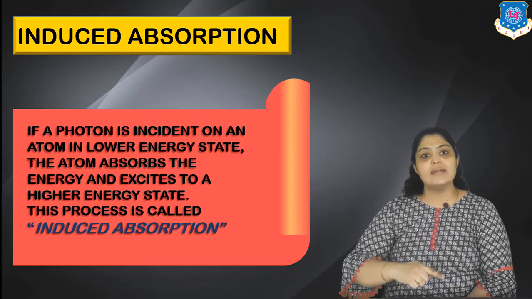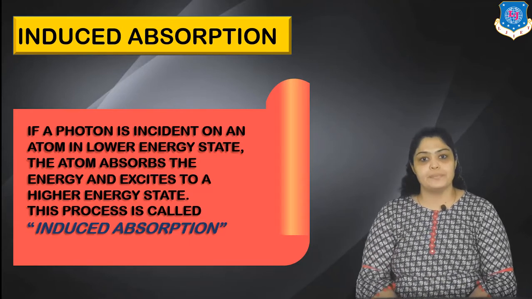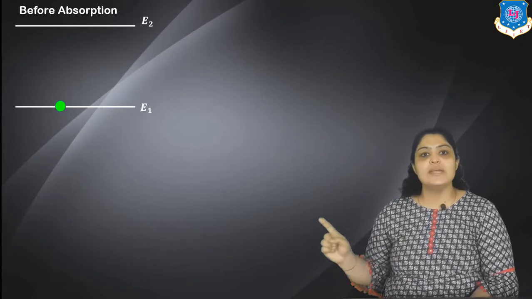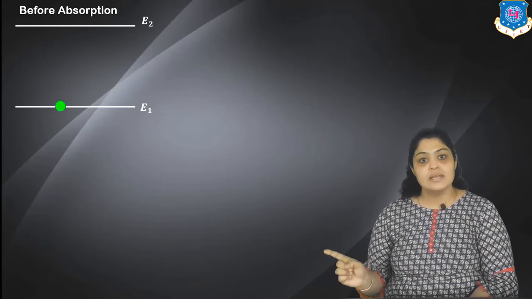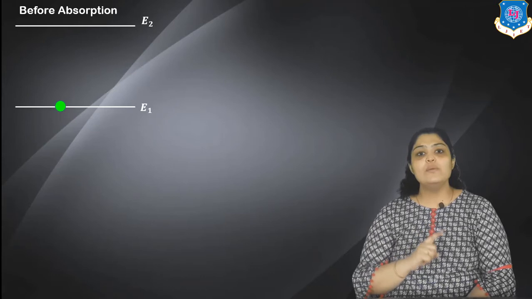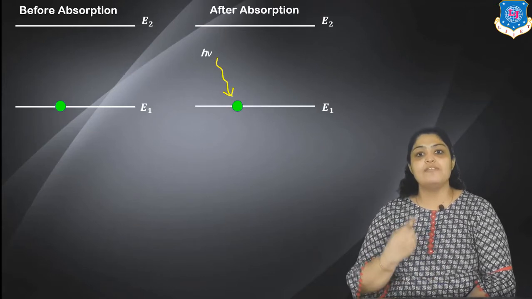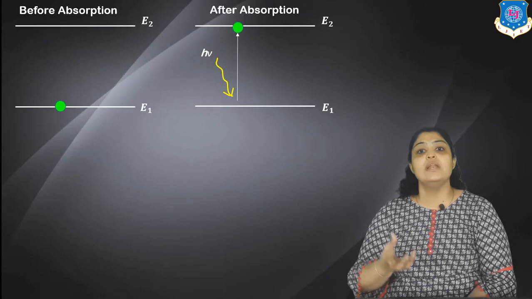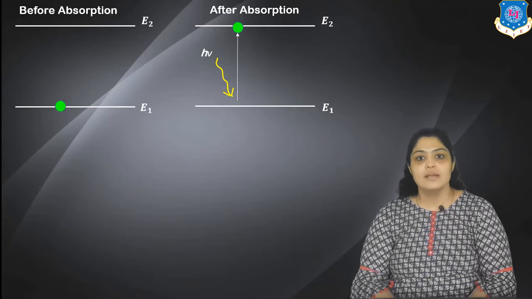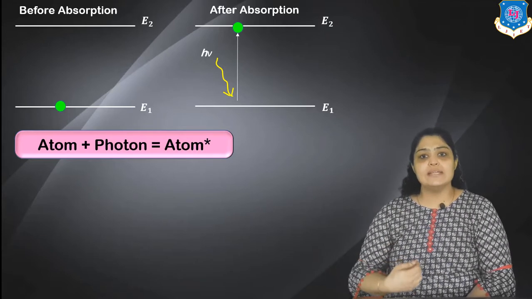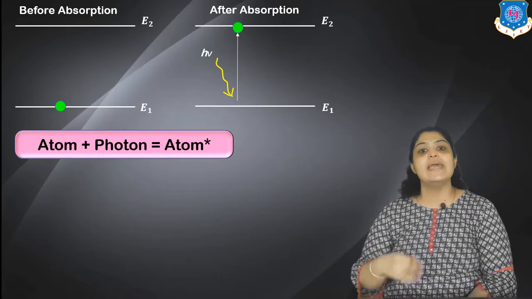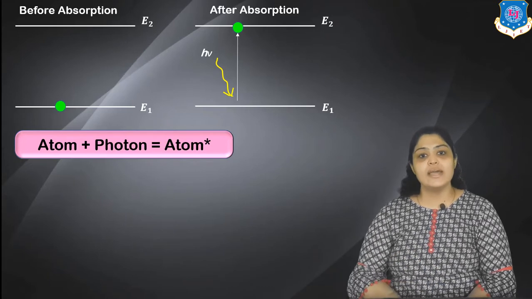That means lower energy atom is taking energy and moving up. Let's understand with the help of a diagram. So, this is the situation before absorption. You can see from the diagram that atom is in E1 and we have already defined E1 as the lower energy level and the level E2 is empty. Now, let's see what happens if light is incident. If light is incident, this atom will absorb the light energy and it will move to higher energy level. That means I can say atom plus a photon gives me atom star. What is atom star? Excited atom or atom in the higher energy level.